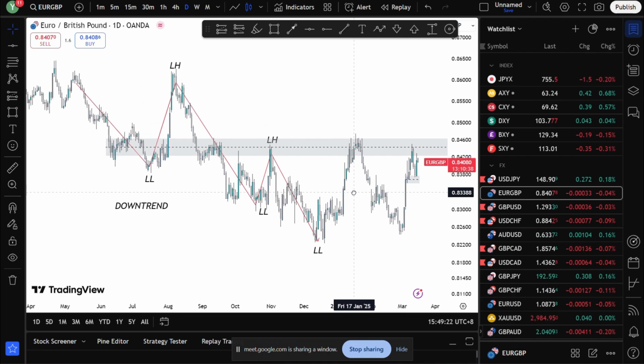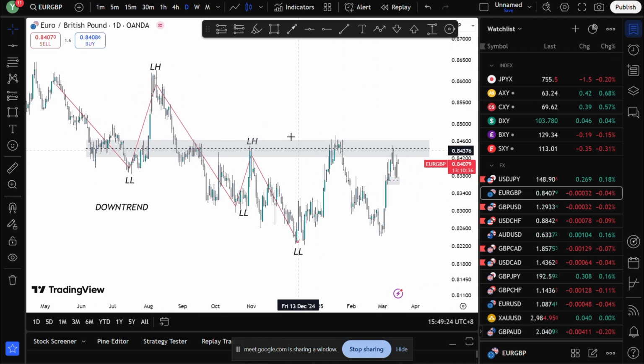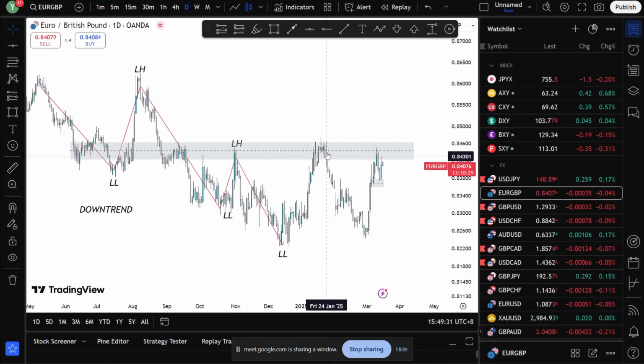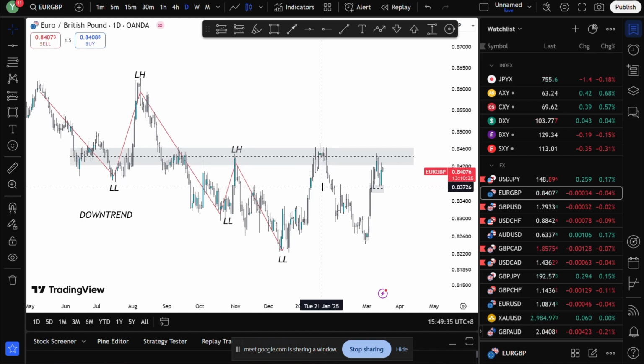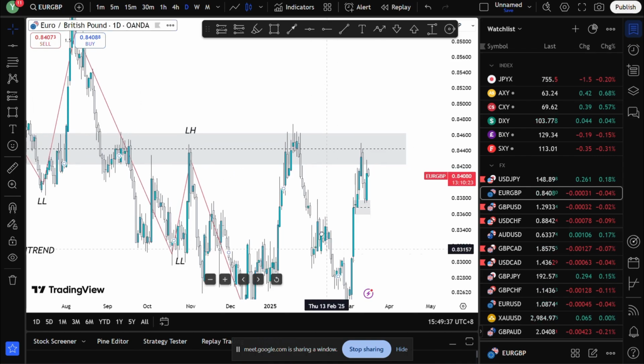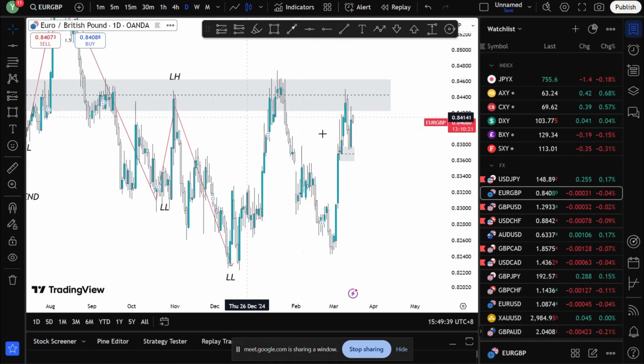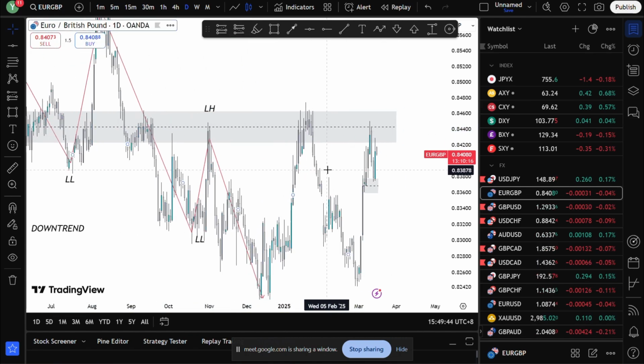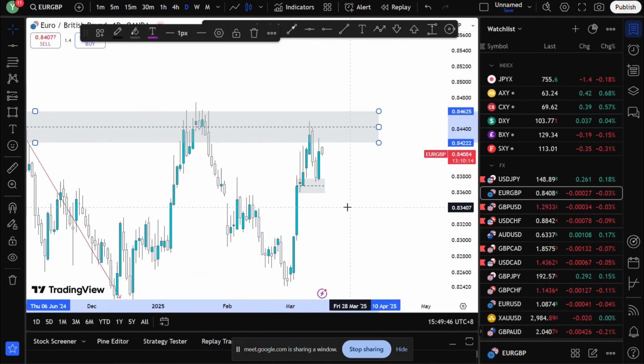Now we move on to this EUR GBP over here. This EUR GBP is a very clear downtrend, as you can see I mentioned over here. A lower low and lower high, lower low, lower high, lower low. And then the price went up to this lower high over here. We are still looking for sell trade. Then you can see the price went down and then went up again to this lower high zone over here. It's a very strong major S&R zone. So I am still looking for sell opportunity.